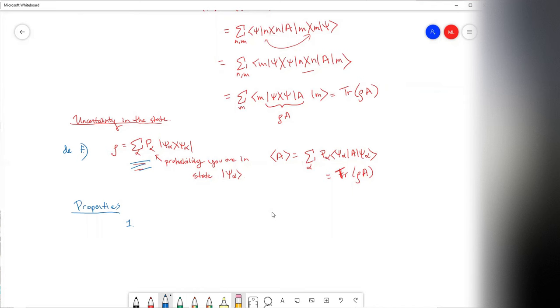Obviously, if you dagger this thing, the dagger can't do anything because it'll just flip the bra to a ket and vice versa. So it's Hermitian because the probabilities are real numbers. If you dagger it, nothing happens. The other important thing is if you take the trace of rho by itself, you should get the sum of these probabilities. You can imagine picking a basis and diagonalizing your rho, then the entries on the diagonal would be the probability that you're in one of those kets corresponding to the basis vectors.